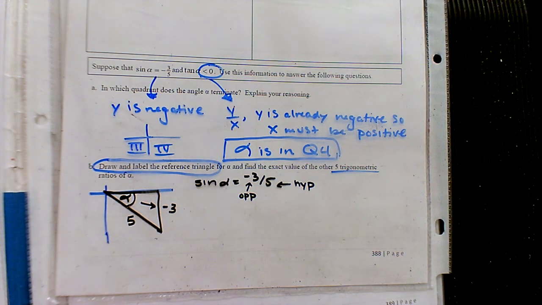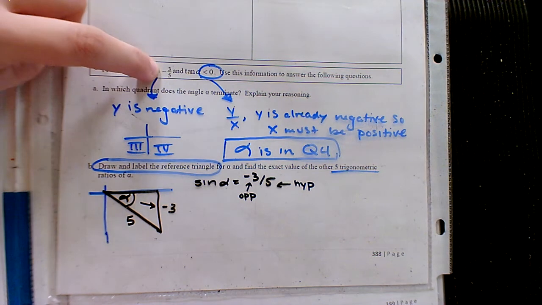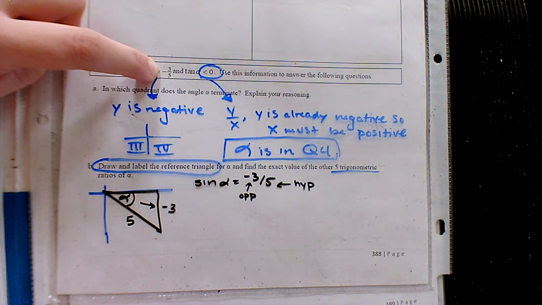Great question. Can you say it a little bit louder so everyone can hear it? How do you know the 3 is negative? Okay, because in a fraction, we know that the top can be negative or the bottom, right?